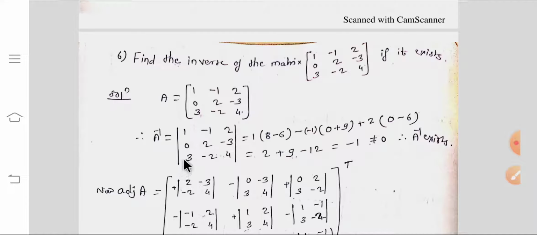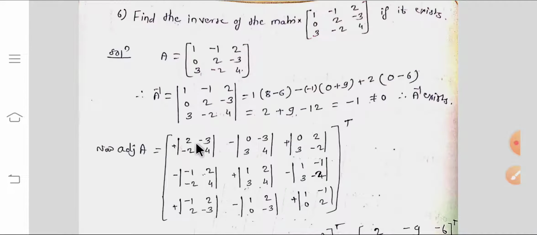So now we find A inverse. For A inverse we need adjoint of A. So now adjoint of A is, we find the corresponding cofactor of each element, that is, adjoint of A is nothing but transpose of the cofactor matrix. So here we find cofactors.